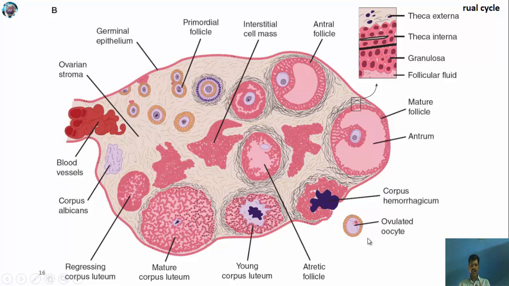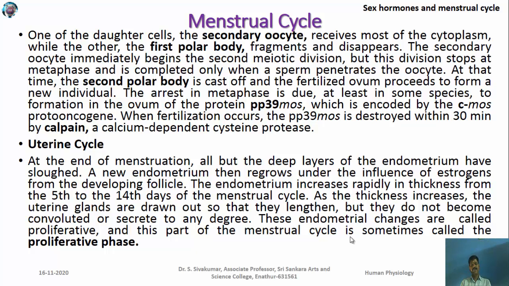Once the egg is released, the ovum is taken up by the fallopian tube and goes to the uterus. If it is fertilized, during the transport of the ovum to the uterus, it settles on the wall of the uterus and develops into a child. If it is not fertilized, it does not fit into the wall and gets released, and during that release, the wall of the uterus is also broken down and released. That is known as the uterine cycle.